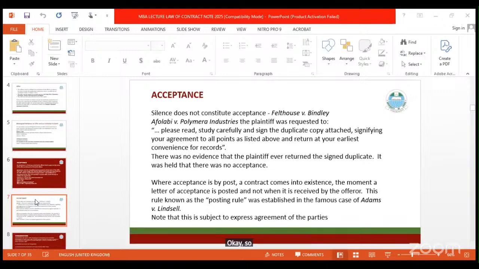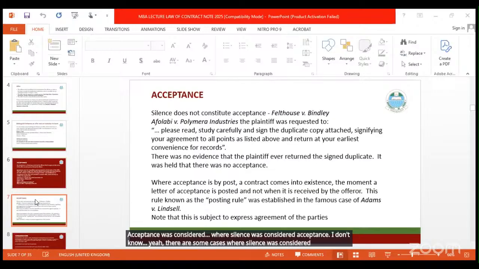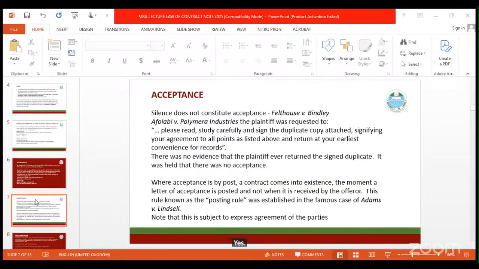Okay, so let me start with this acceptance. I think I've come across cases where silence was considered acceptance. Yes, there are some cases where silence was considered acceptance. So I don't know how we can juxtapose both, because in this particular case it was not considered as acceptance, but in some cases it is. So that's the first question. Then the second question is usually a question of facts and circumstances.